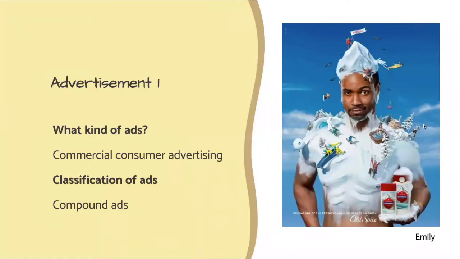So the first advertisement is a commercial consumer advertising. This is also a compound advertisement. As you can see, the producer used a very muscular and attractive model, so it can give people a good impression which can associate with the product.